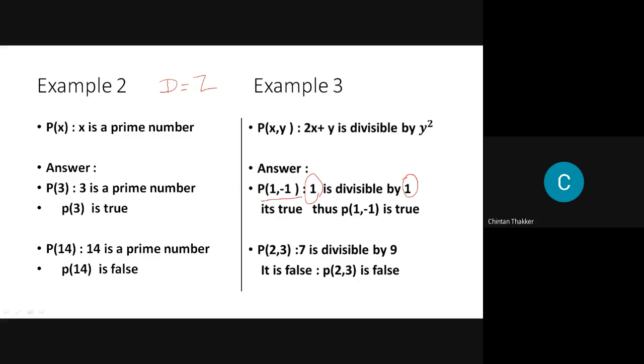If we take 2 comma 3, then 2 into 3 we have 6. 2 into 2 we get 4, 4 plus 3 we have 7 here. And 3 square is 9. So 7 is not divisible by 9. That means P of 2 comma 3 is false.